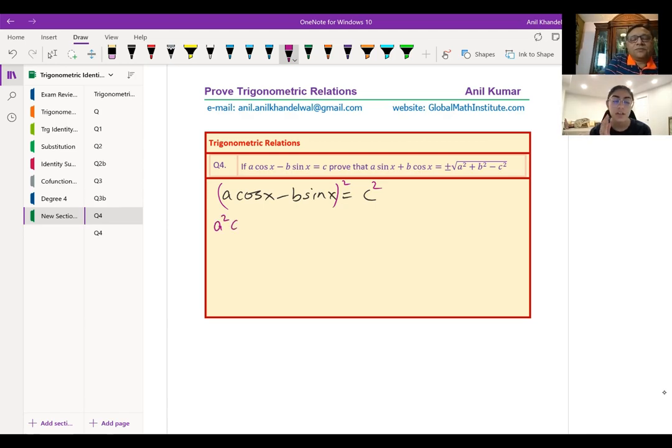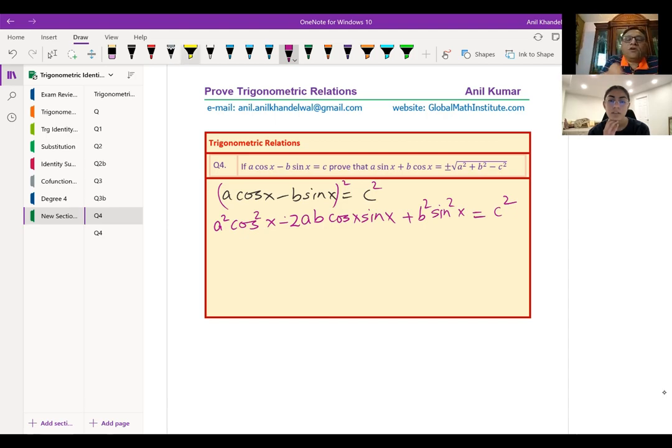So a squared cos x. I'll write 2ab. Better write 2ab. 2ab cos x sin x minus b squared sin squared x equals c squared.